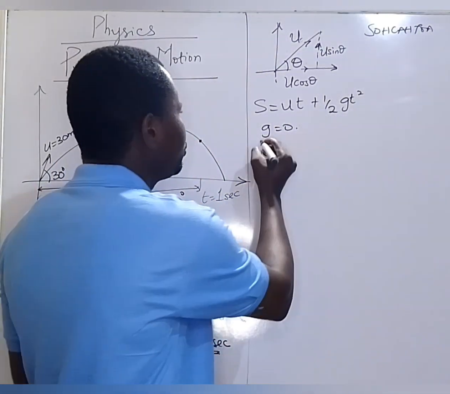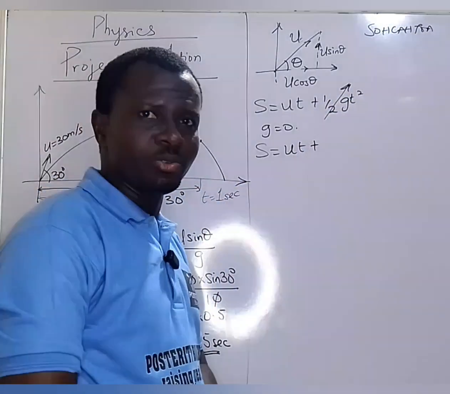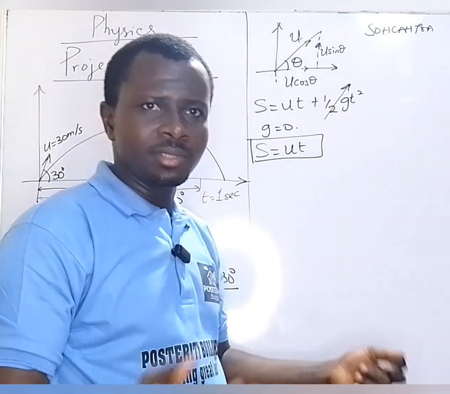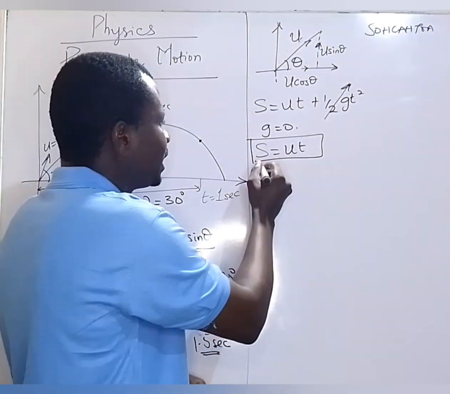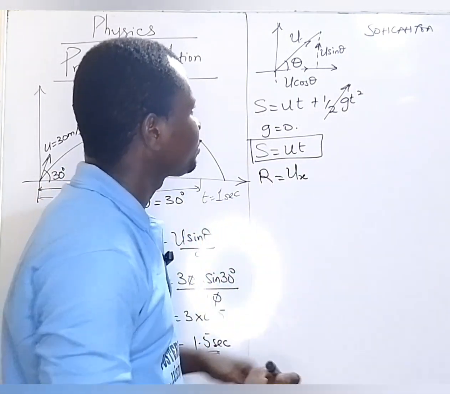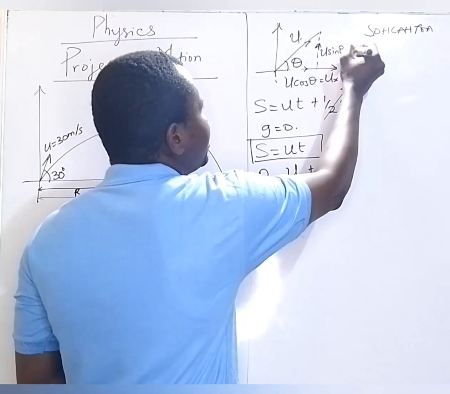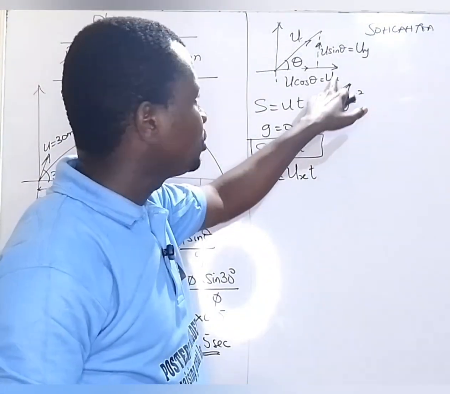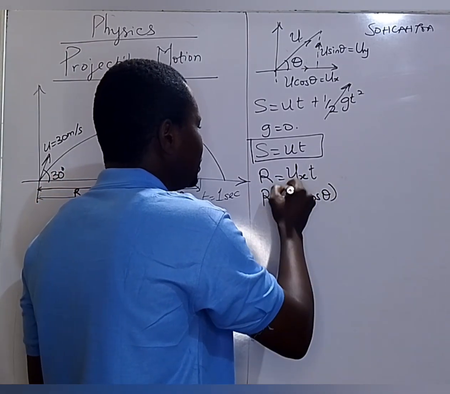So this formula can reduce to something like this. Since g is 0, all of that part is gone, turned to 0. It reduces to s equals ut, where s is our horizontal distance, but for proper representation you can use R, and this u will now be Ux. Ux is horizontal, Uy is the vertical. So you can replace it to give you R equals U cos theta times t.